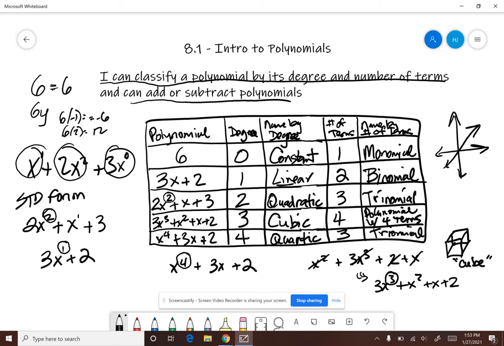So I'm going to go ahead and clear my screen. Get this guy out of the way for just a second. So we'll hide him for now.